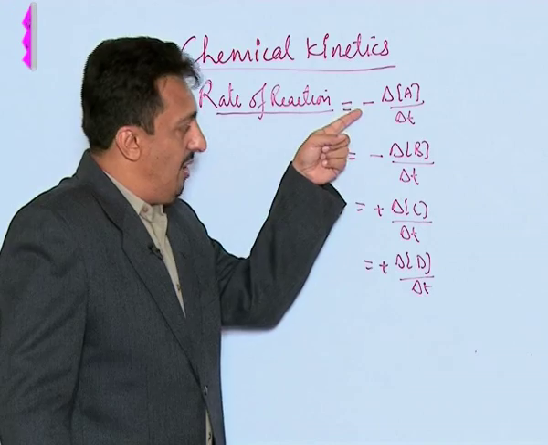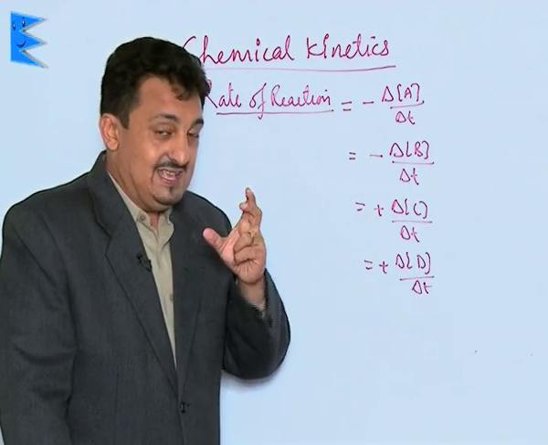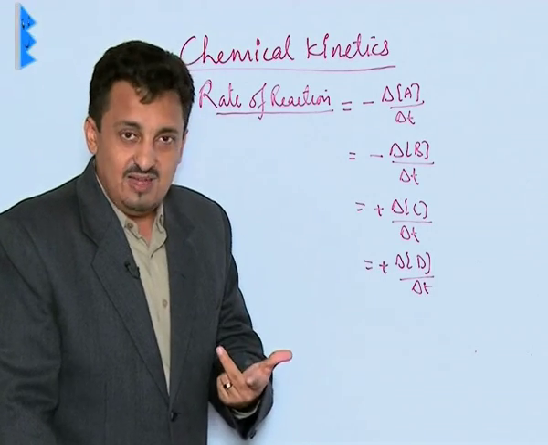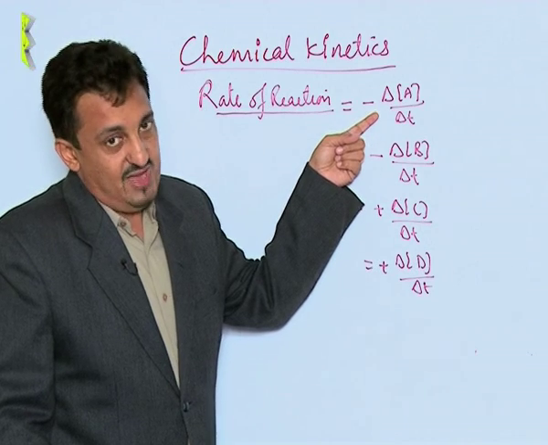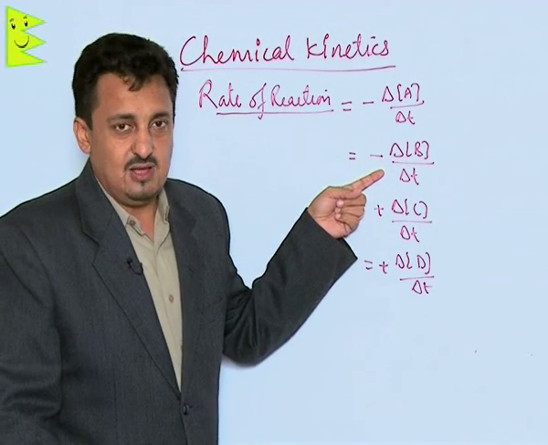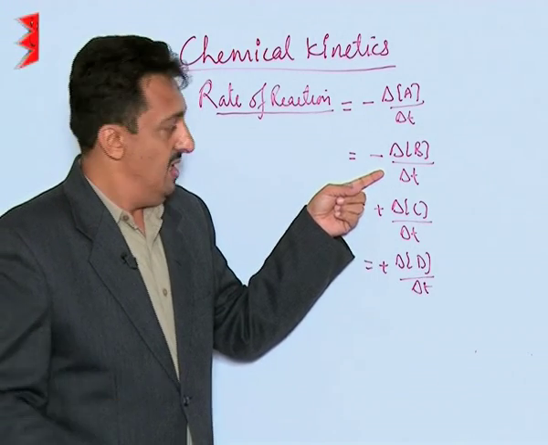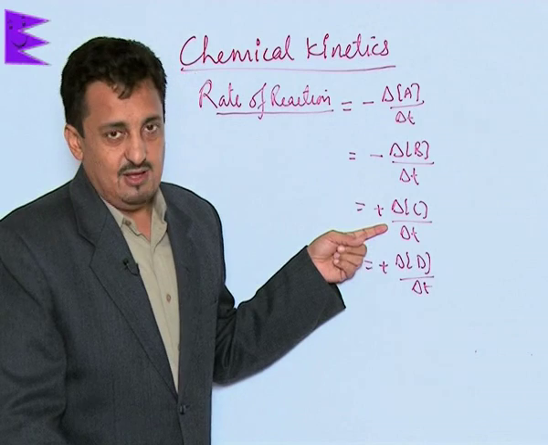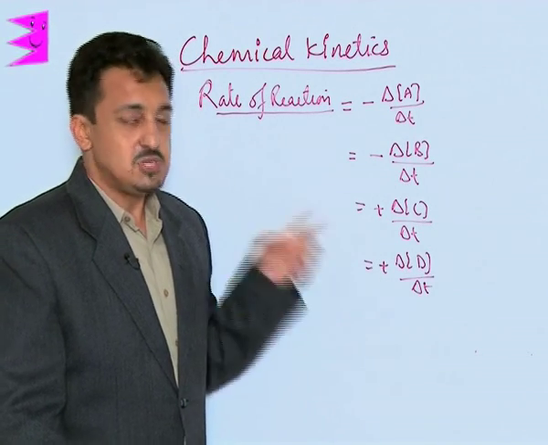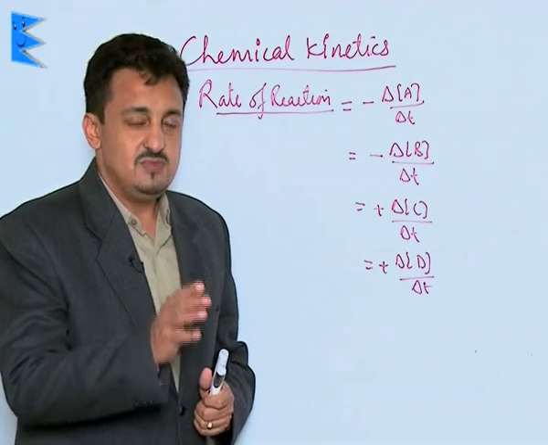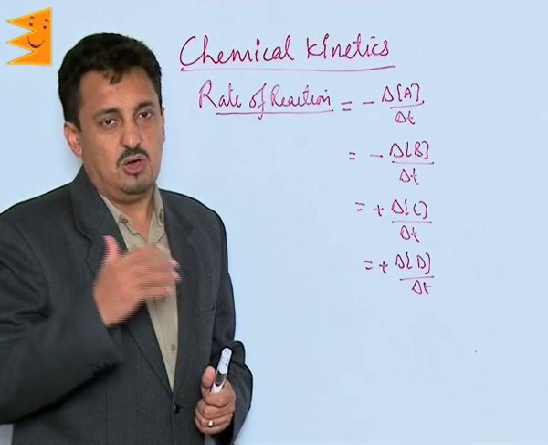So remember, all these four expressions are giving us the rate of the reaction, but these rates are different. What are they? This rate is giving us the rate of decomposition of A. This is giving us the rate of decomposition of B, because both of these reactants are getting decomposed. Then the rate of formation of C. This expression is giving us the rate of formation of D.